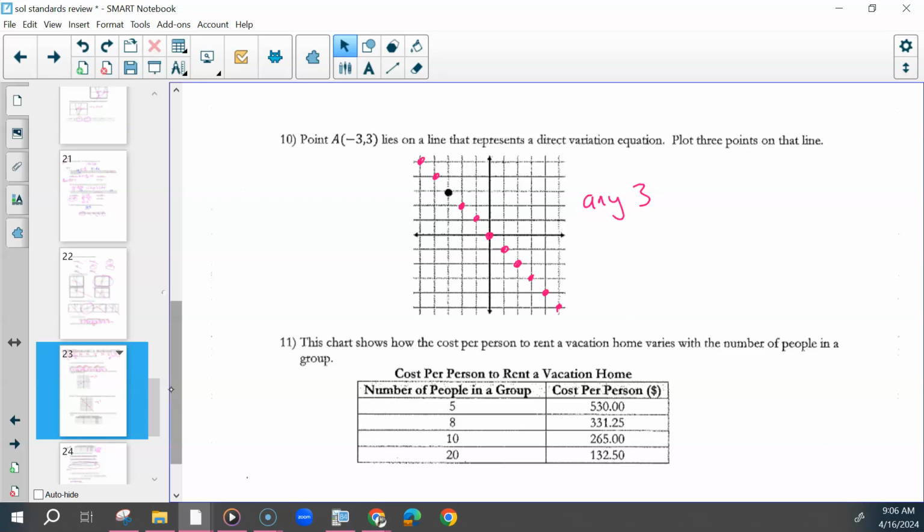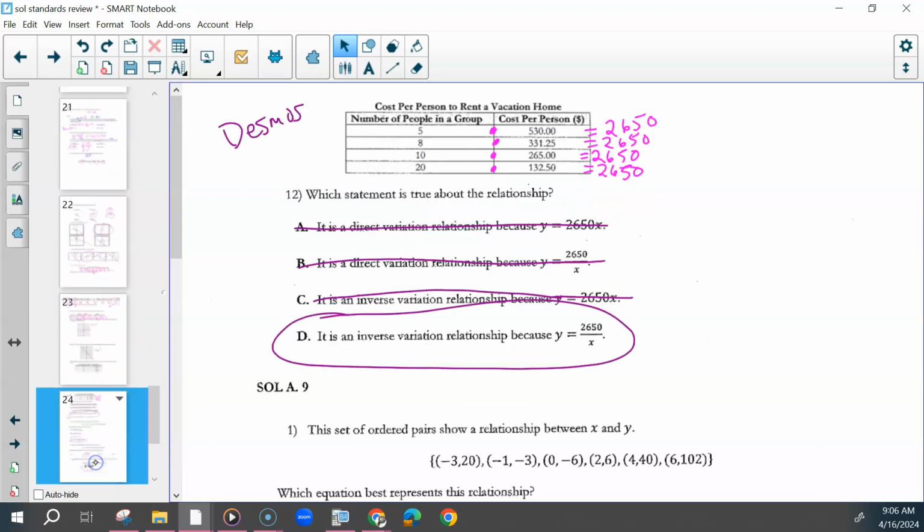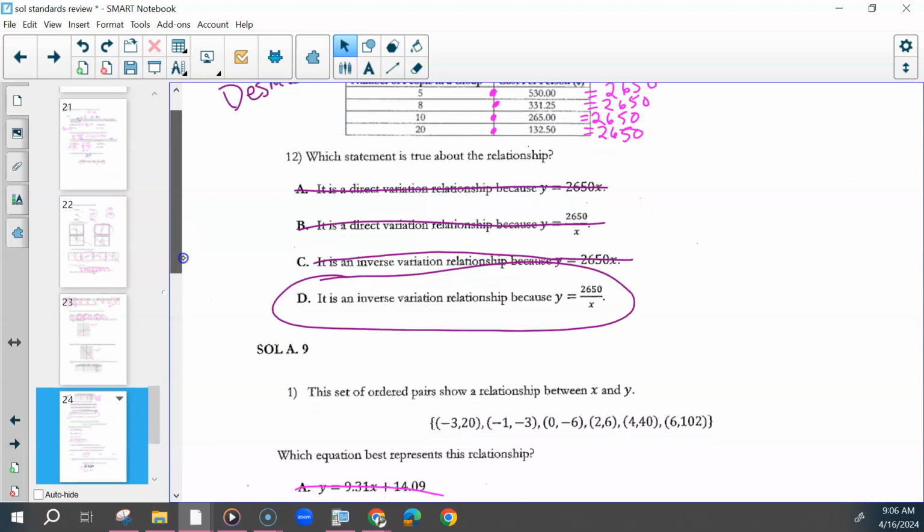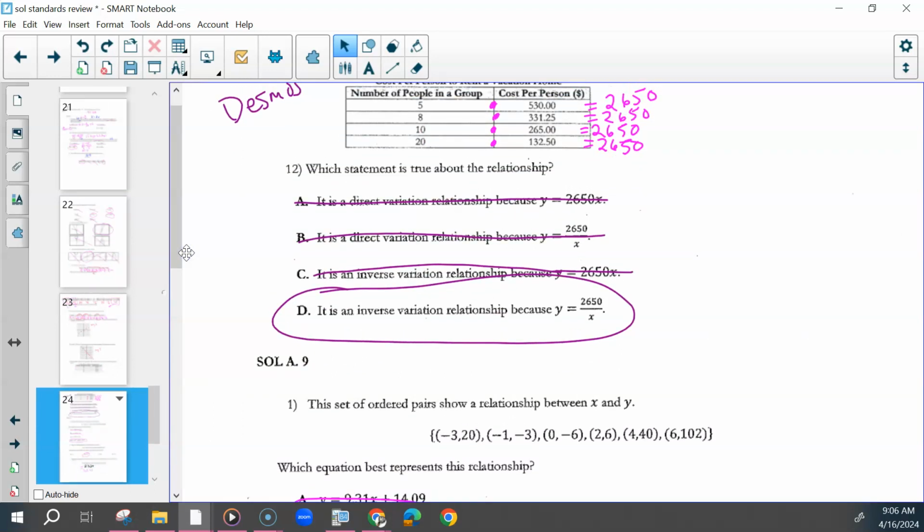11 was the beginning of a question, but it didn't actually ask the question until 12, so just skip to 12 on the next page. And then you had to find, was this direct or inverse? If you multiplied them or put it into Desmos, you would see it's inverse. Hold on.